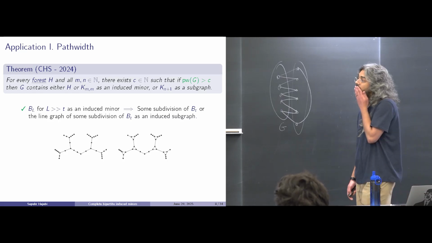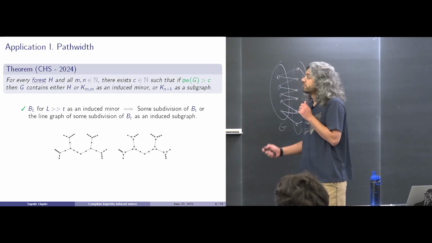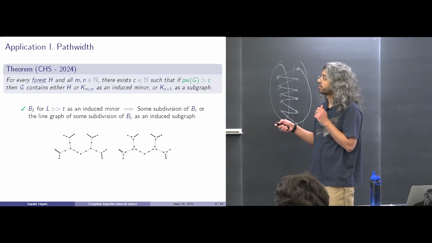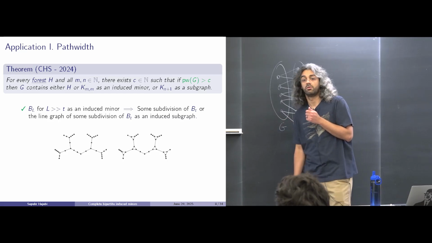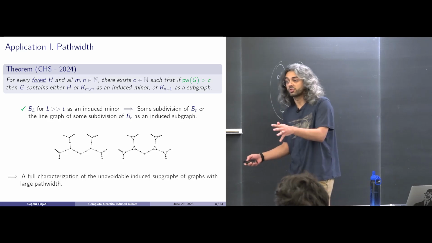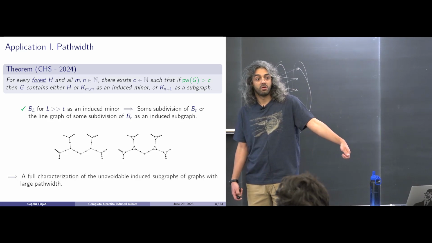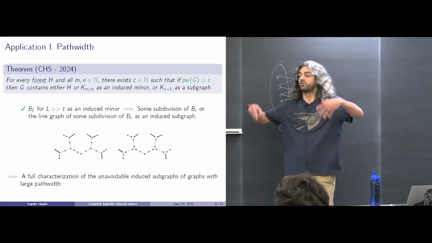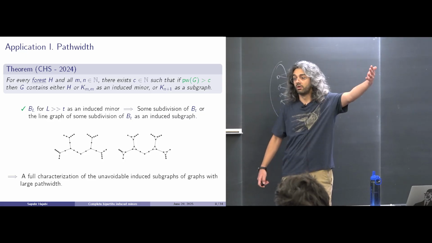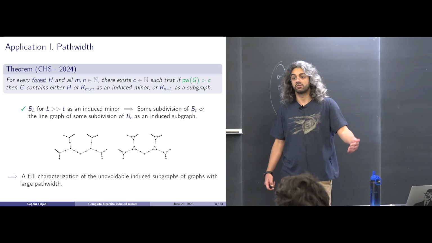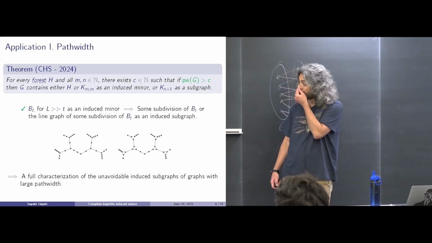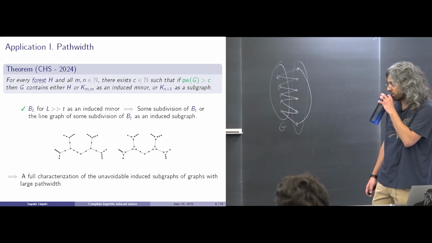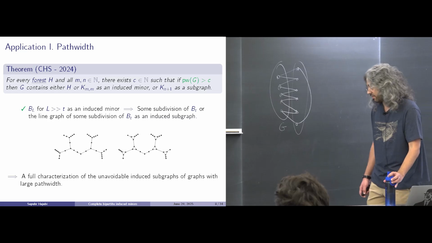So what just happened? I started with a graph of large path width, and I got all the outcomes to be induced subgraphs. So this means now I have a full characterization of what are the unavoidable induced subgraphs of graphs with large path width. So you remember this overarching question we had, that what are the unavoidable induced subgraphs of graphs with large tree width? Now we have the answer to the analogous question for path width, which we're really happy about. Right. So this is one application.